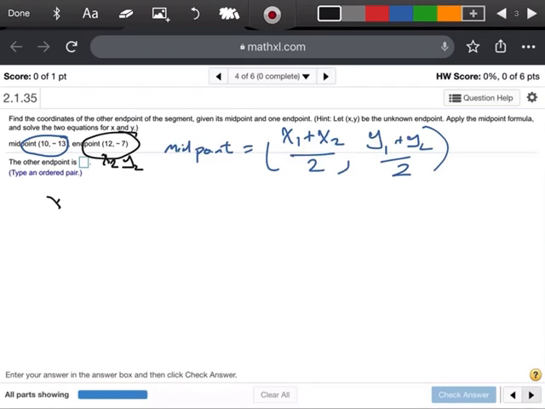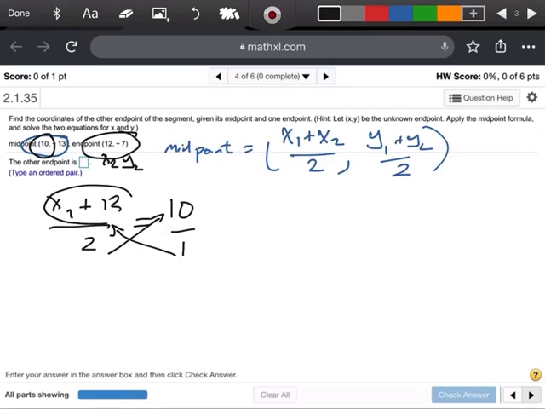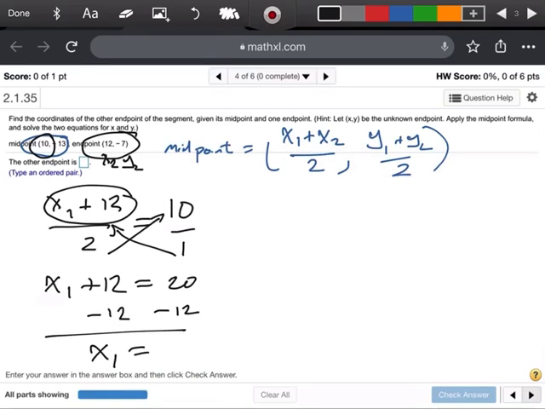So that means that x1 plus 12 over 2 is going to be equal to the x-coordinate of my midpoint. It'll be equal to 10. Okay, so the first thing I'm going to do, I'm going to cross multiply. I think of this over 1. So 1 times all of this will still be x1 plus 12. 2 times 10 will give me 20. So then I can just subtract 12 on both sides. And so my x1 value will be 8.